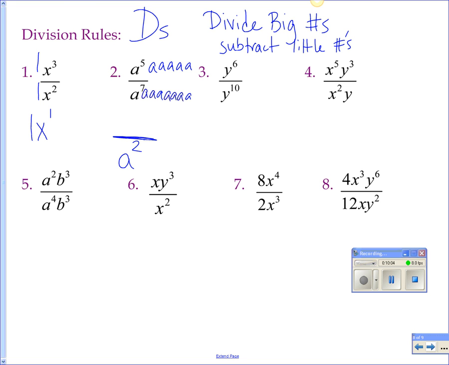Anybody know what I could put on top? What can I put on top to hold my place? A 1. Okay, so that's your answer. 1 over A to the second.